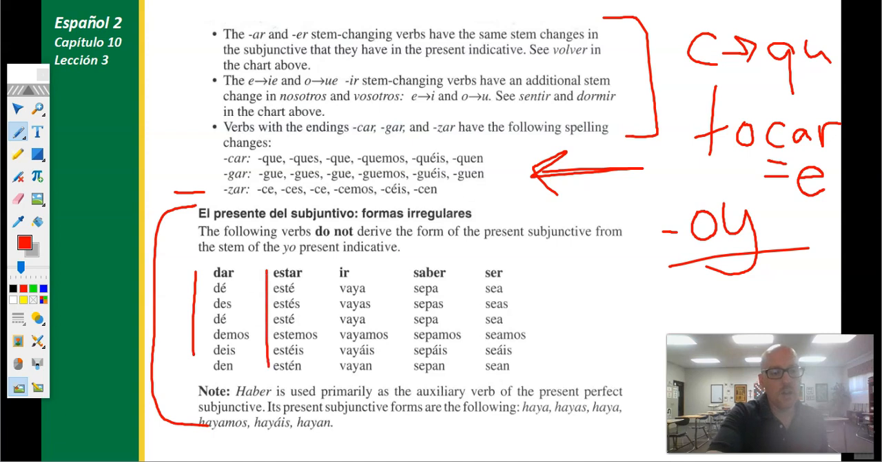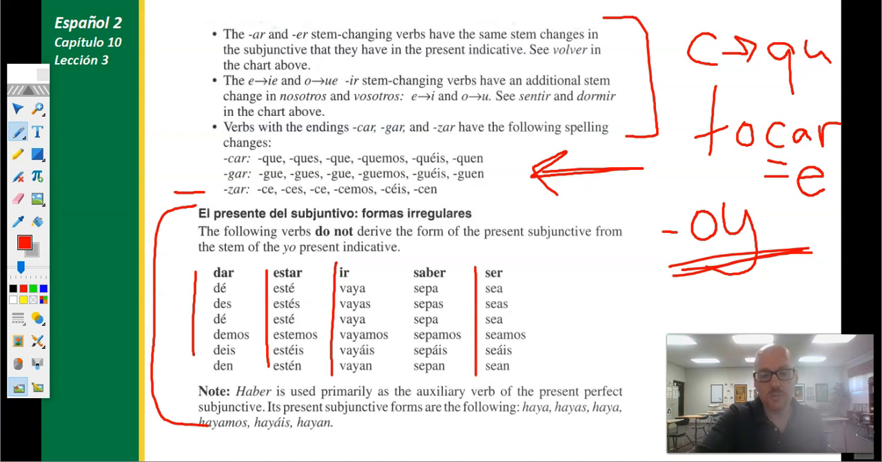Look at estar. What's the regular yo form of estar, clase? Estoy. Because it ends in oy, I can't use that yo form to form my present subjunctive. So I just have to memorize estar. And it's esté, estés, esté, estemos, estén. For ir, what's the regular yo form for ir, clase? It's voy. And since it ends in oy, I can't use that to form my present subjunctive. So I have to use what's here and I have to memorize it. Vaya, vayas, vaya, vayamos, vayan.